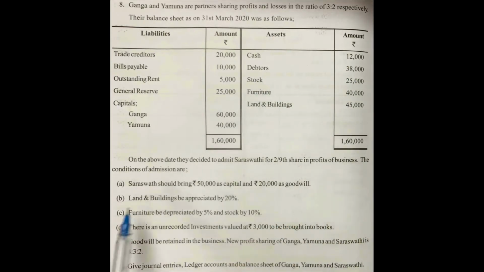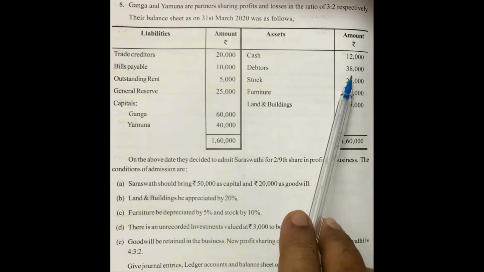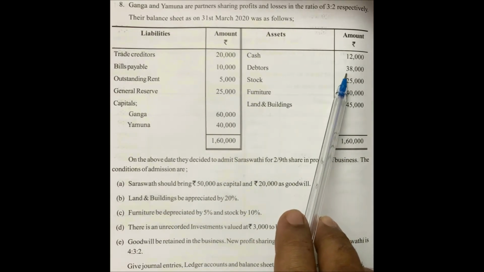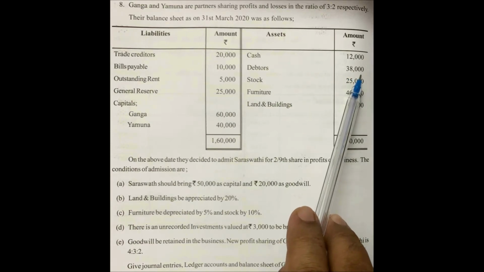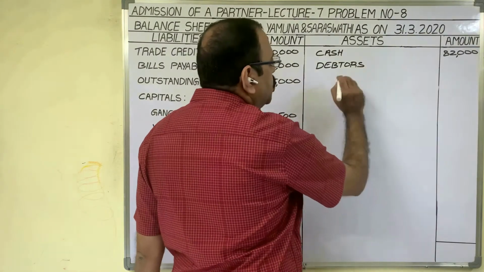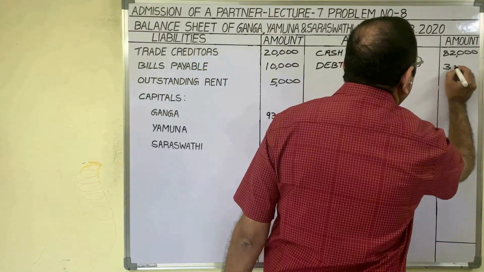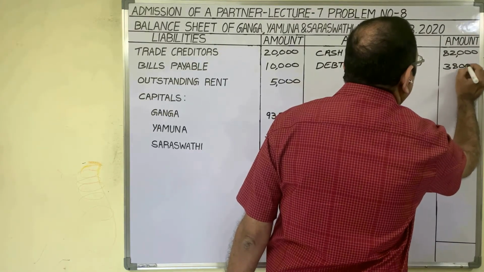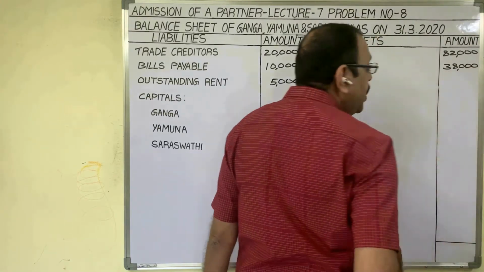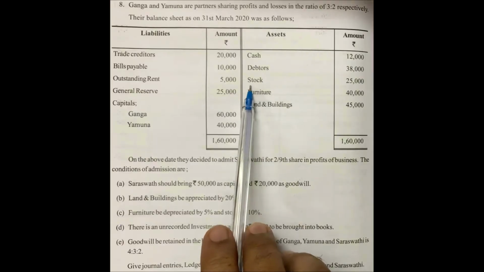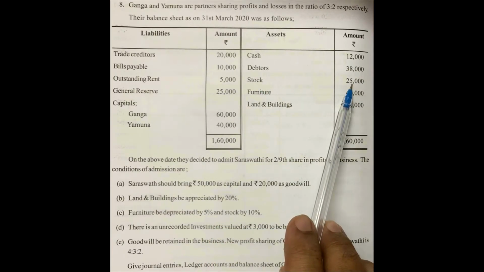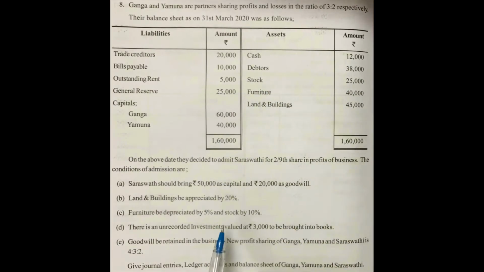Next come to debtors 38,000 rupees. Related to debtors, there is no additional information. Provision for bad debt is not given. Therefore, same amount 38,000 we should show in new balance sheet under asset side also. Debtors, there is no adjustment. Therefore, old balance sheet value 38,000 you have to write in new balance sheet also.